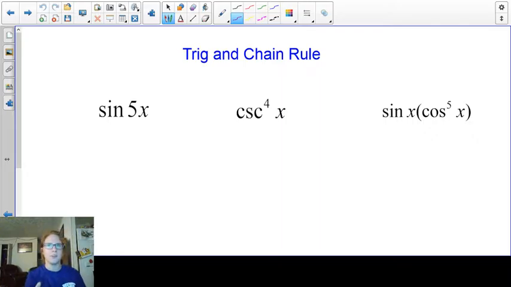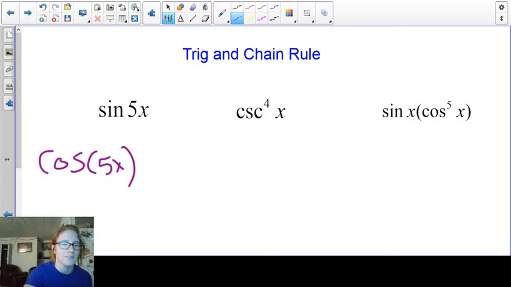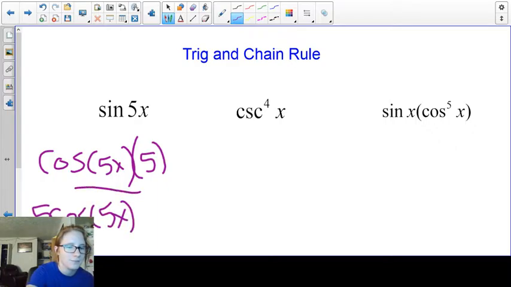So what we do first when we take the chain rule of trig is we take the derivative of the trig. Okay, in this case, derivative of sine is cosine. So I have cosine of the stuff inside, which in this case is 5x. Now I need to take the derivative of what's inside, just like the chain rule tells me to, which is 5. And then my answer is 5 cosine of 5x.